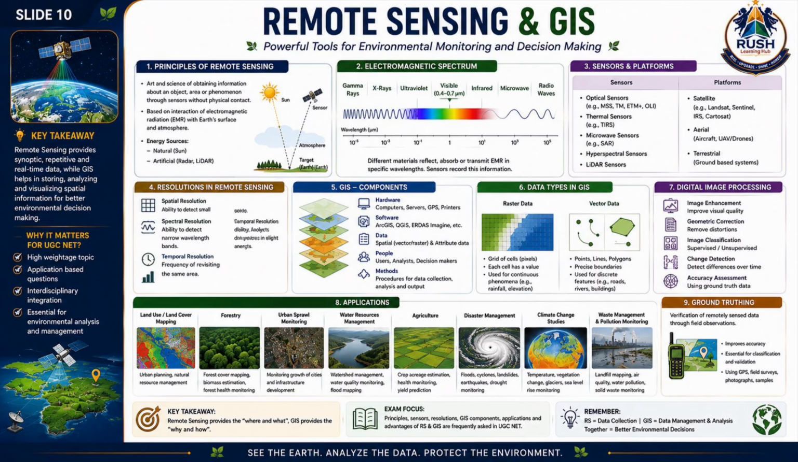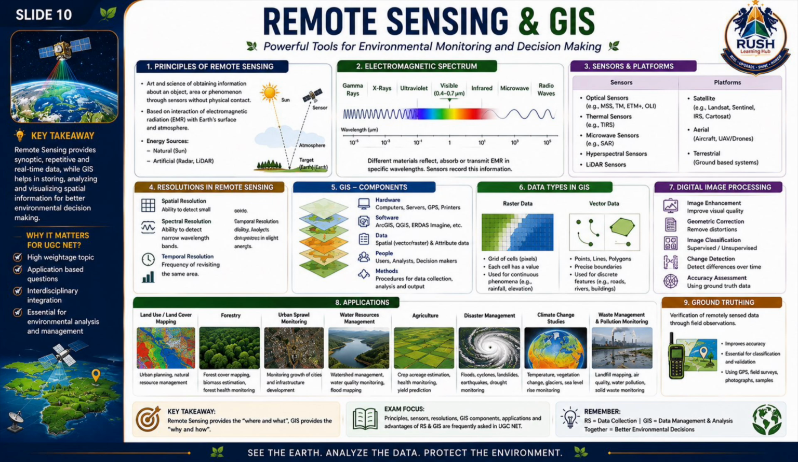For UGC NET examinations, students should remember a simple distinction. Remote sensing is primarily concerned with acquiring spatial information. GIS is primarily concerned with storing, managing, analyzing, and displaying spatial information. Together, remote sensing and GIS provide powerful tools for environmental monitoring, resource assessment, planning, and sustainable environmental management.